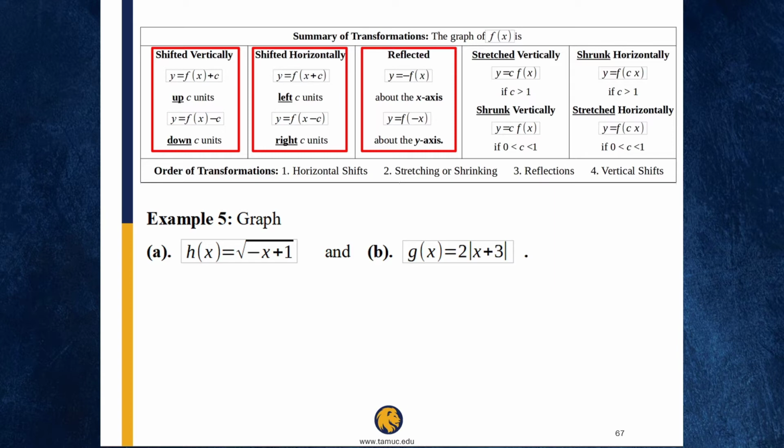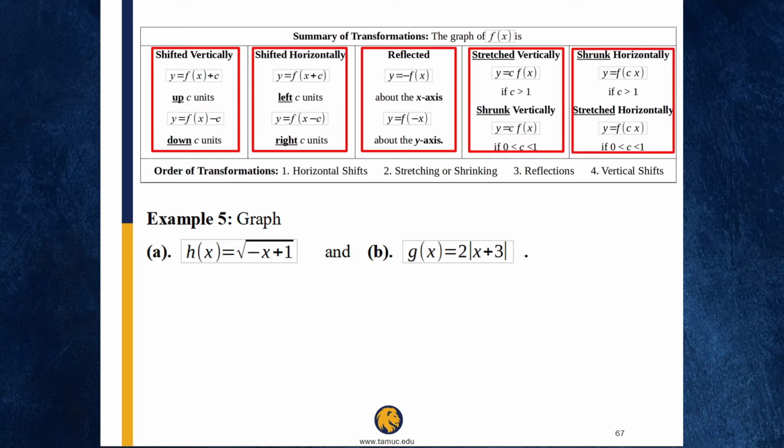Shrinking or stretching can happen vertically or horizontally. Here it shows how stretching happens vertically when c f of x, c times f of x in other words, if c is greater than 1, and it shrinks vertically if the number for c is between 0 and 1. So really fractions, stuff like that, like 1/2 or 1/3, cause it to shrink vertically.